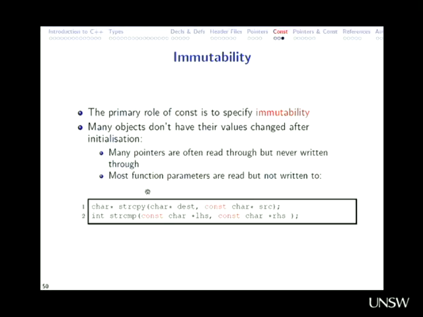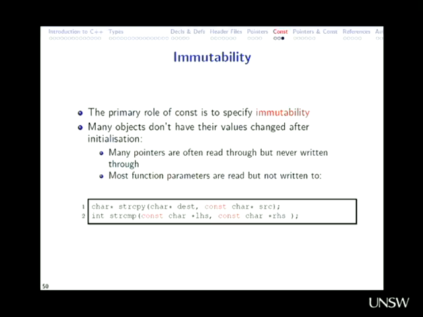So the primary role of const is to say something's immutable. It can't be changed. Okay? And so many objects don't have their values changed after they've been initialized. So many pointers are read through but never written to. What that means is you have a pointer to an int. You might constantly change the value that pointer is referencing. So say you've got a pointer to an int whose value is 5. You might change that value from 5 to 10 or 15 or 20. You'll very rarely change that pointer to not point to the value of 5 anymore, but point to some other piece of memory that's got a different value. You'll very rarely change that thing.